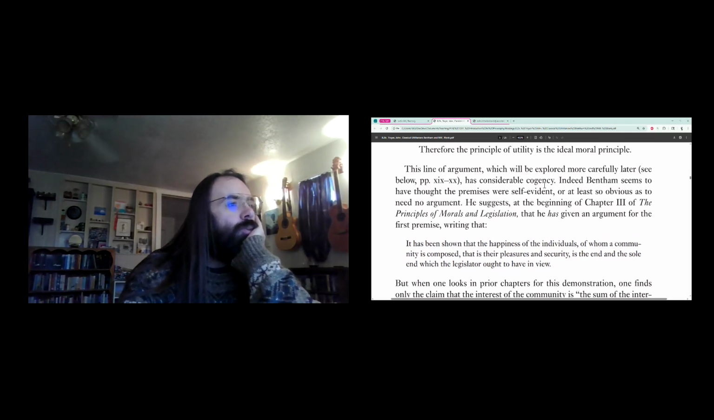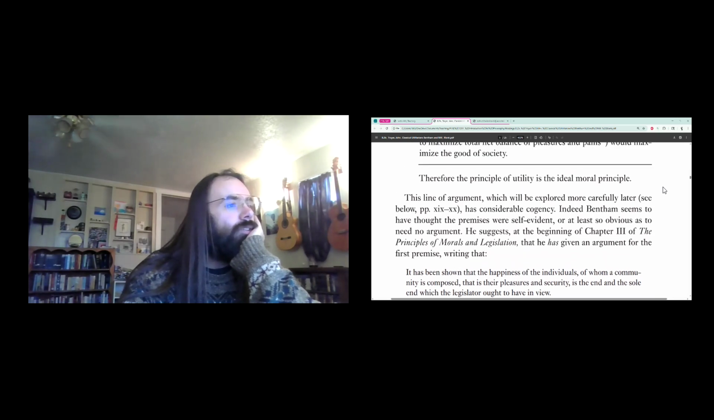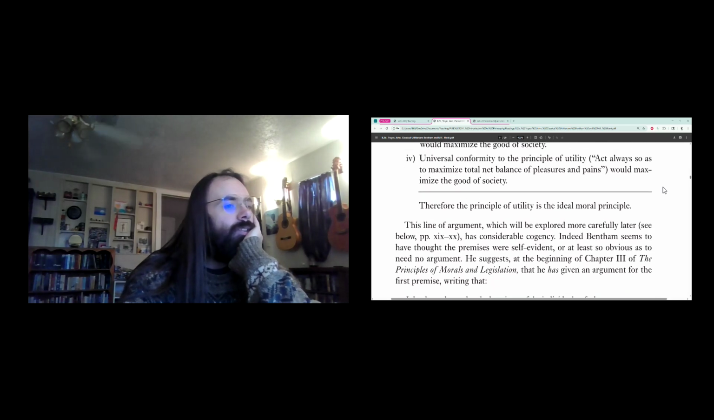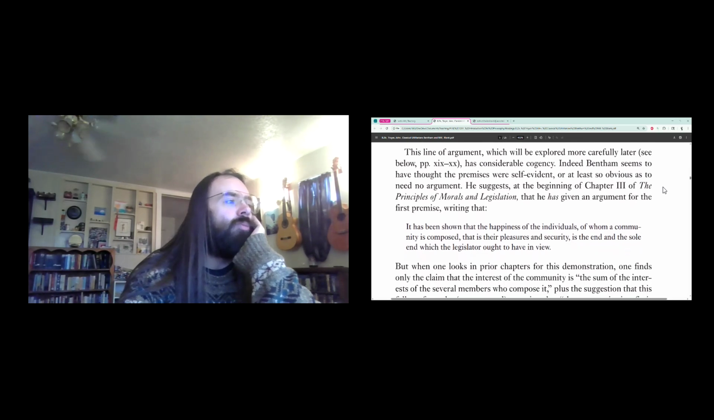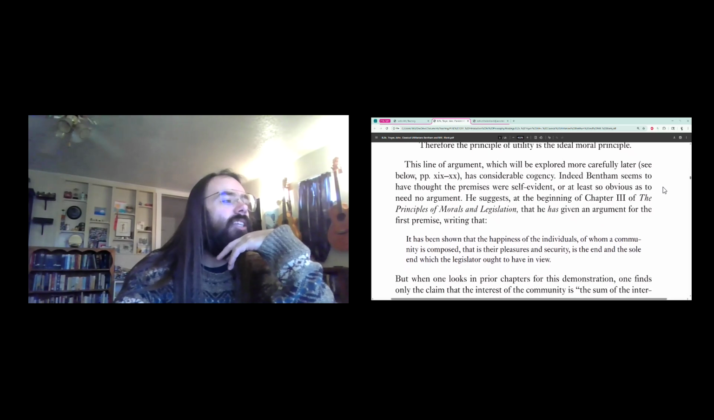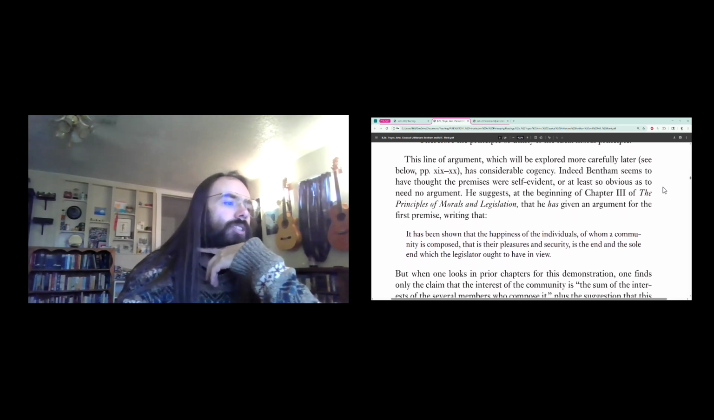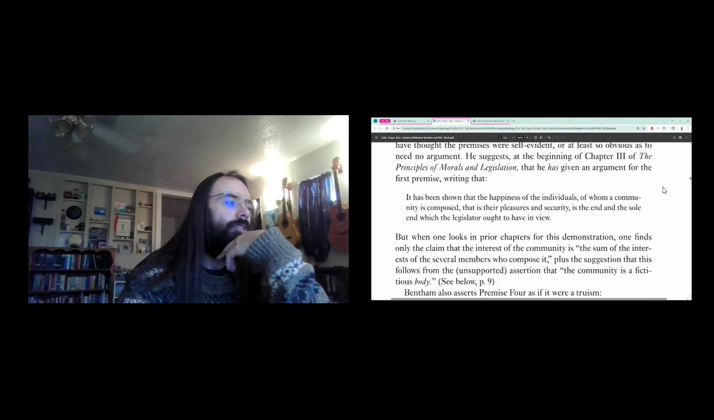This line of argument, which will be explored more carefully later, see below, has considerable cogency. Indeed, Bentham seems to have thought the premises were self-evident, or at least so obvious as to need no argument. He suggests at the beginning of chapter 3 of the Principles of Morals and Legislation that he has given an argument for the first premise, writing that it has been shown that the happiness of the individuals of whom a community is composed, that is, their pleasures and security, is the end and the sole end which the legislator ought to have in view.